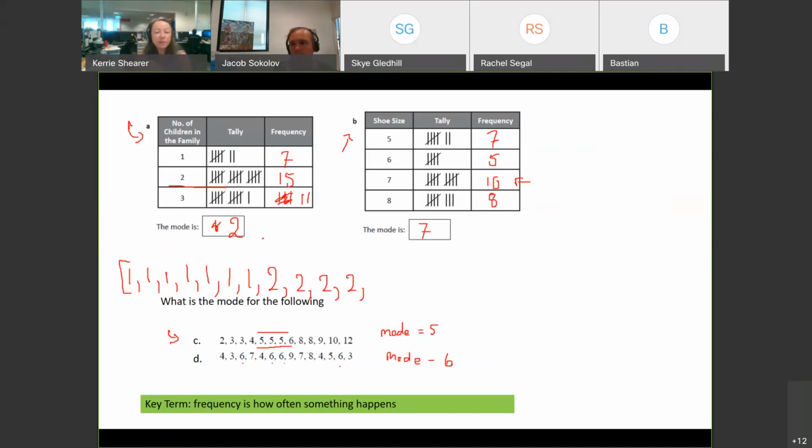Mode is probably the most obvious one that kids see. It's the easiest measure of central tendency for them.